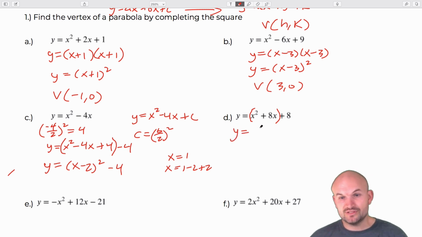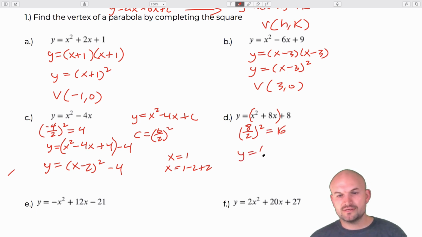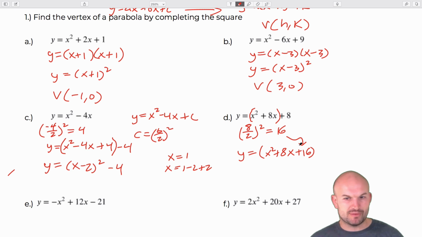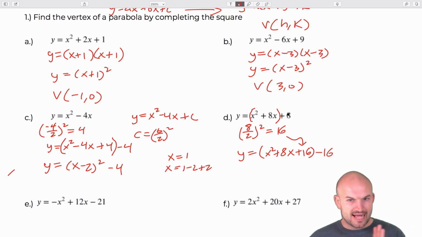So y equals, let's do this. I'm going to take an 8, the middle term, divided by 2 and square it. So 8 divided by 2 is 4. 4 squared is 16. So I have y equals x squared plus 8x. I need to add this in there, right? Because now that creates my perfect square trinomial. But again, you just can't add a 16. You have to subtract a 16. And then I'll put the 8 right there.